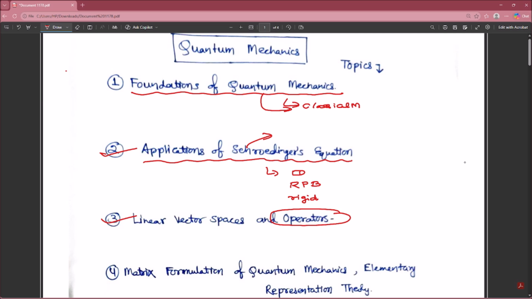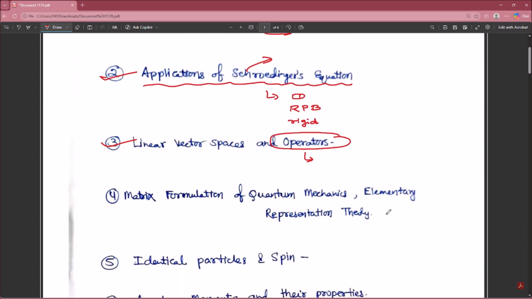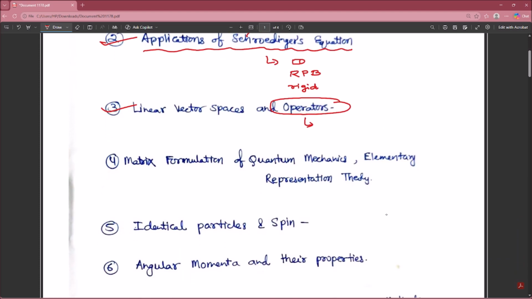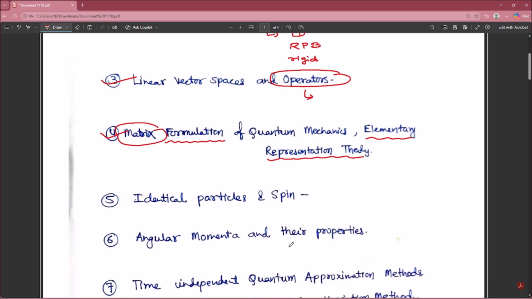The third chapter is truly about operators and operator algebra, how different types of operators commute with each other, and what the mathematical expressions are that we will see in this chapter. The fourth one is the mathematical formulation of quantum mechanics, an elementary representation theory. Here we see different types of matrices, which are also used in mathematics, matrix formulations and matrix algebra.